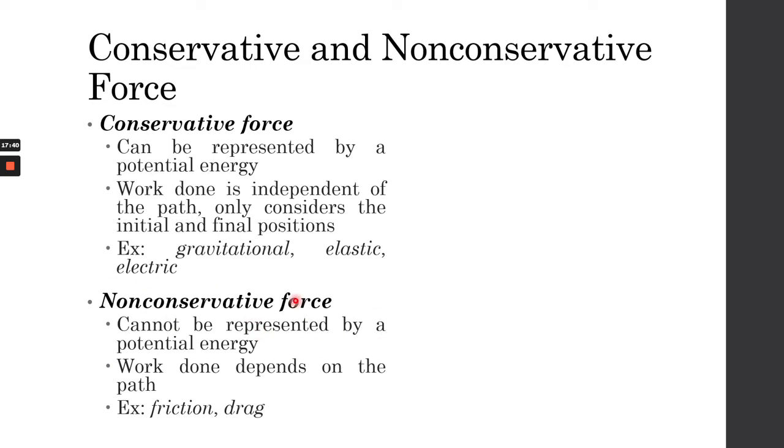As opposed to non-conservative forces, we cannot represent it with potential energy because we have to consider all the path taken. For example, in friction, if you want to measure the friction, this is basically the contact between the object and the surface. And as the object travels, there's always going to be friction everywhere. And you can calculate the friction force by considering all the friction exerted by the surface onto the object.